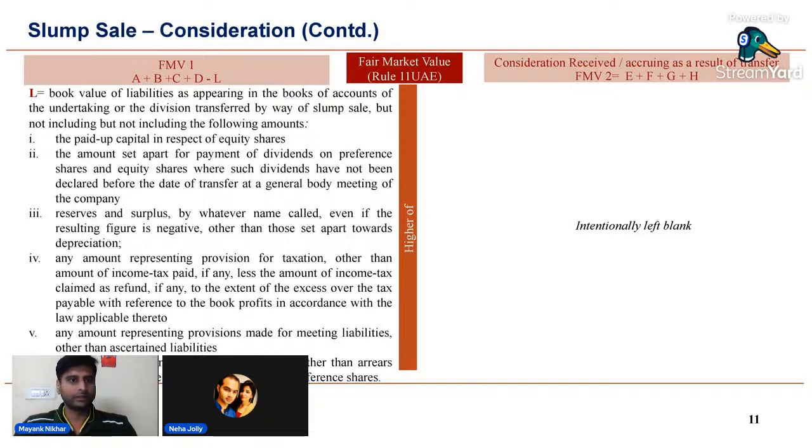So this is the FMV1, this is the FMV2. The higher of the two shall be taken as the sale consideration. We have already seen how to arrive at the cost of acquisition. The difference would be capital gain. Depending on the period for which the undertaking has been in operation, what is to be seen is the period of the undertaking, not of the individual assets that fall under that undertaking. That will decide whether the capital gain shall be long term or short term, and accordingly the appropriate tax rate shall be applicable on the capital gain.